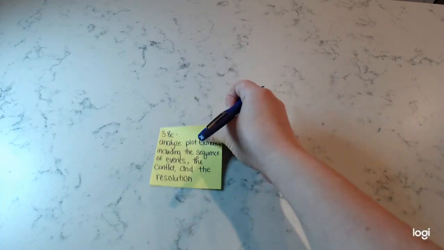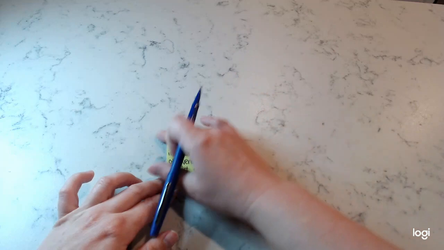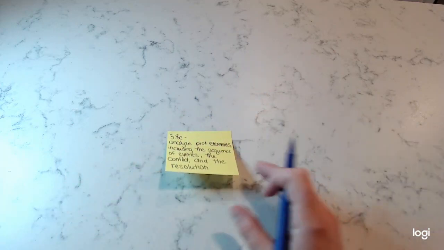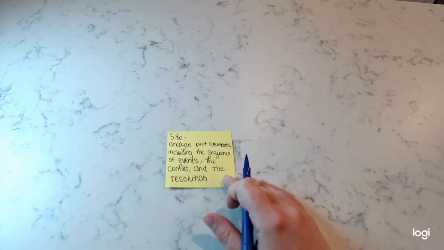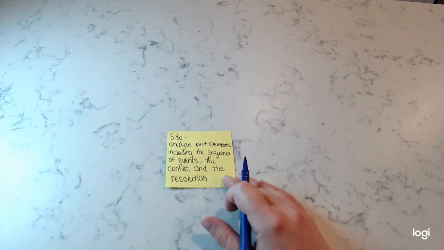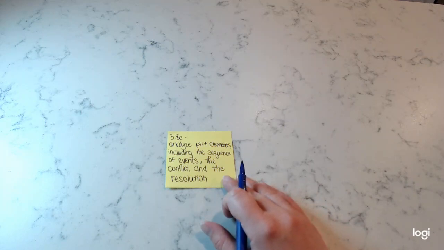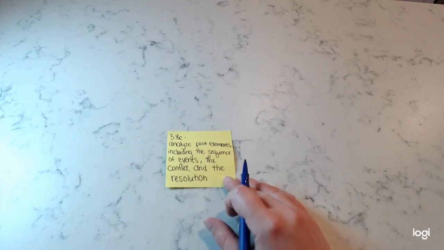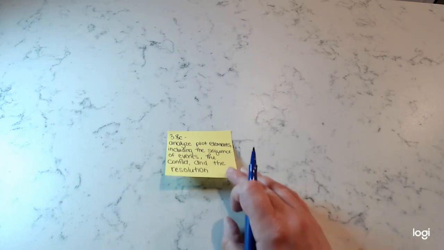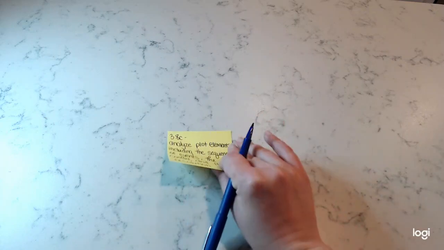Hi friends, this is our reading mini lesson for lesson 1 in our third week of distance learning. This week, our power standard is that we will analyze plot elements, including the sequence of events, the conflict, and the resolution. So you know that you have mastered this TEK when you can analyze all the elements of the plot, including sequencing events in order, understanding the conflict, and the resolution.